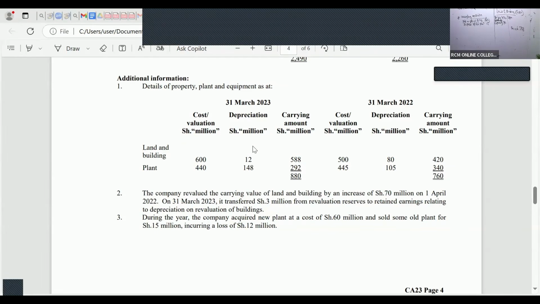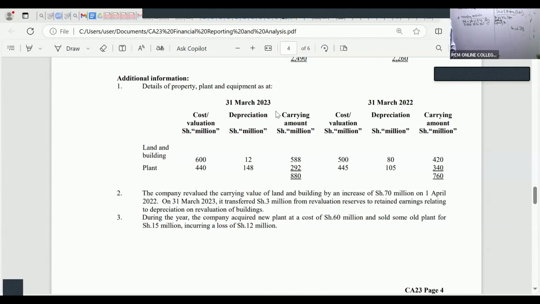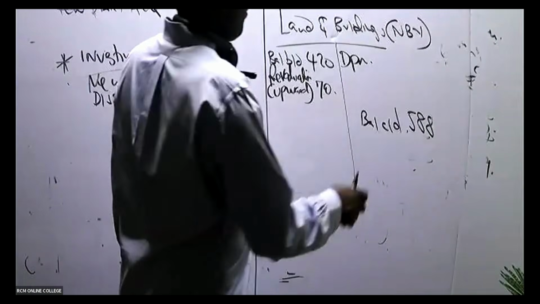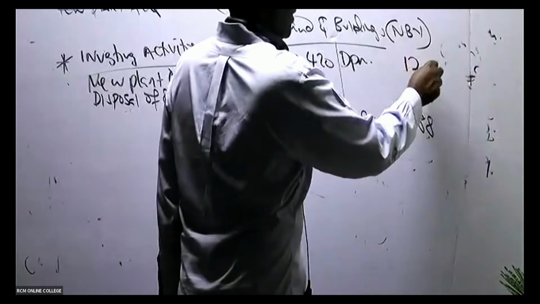So the depreciation amount there, ladies and gentlemen, we are able to see a figure of 12. Here, 2023 depreciation, 12. Don't work with the plant. Remember, these are land and buildings alone. So 12 here. Then you'll be able to tell me which side is heavier.